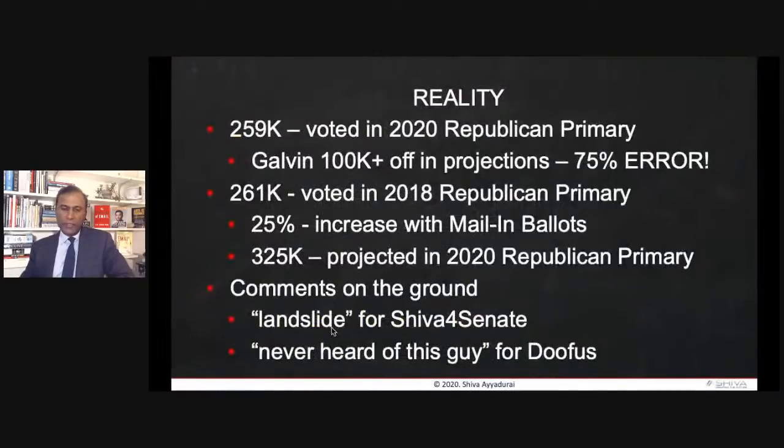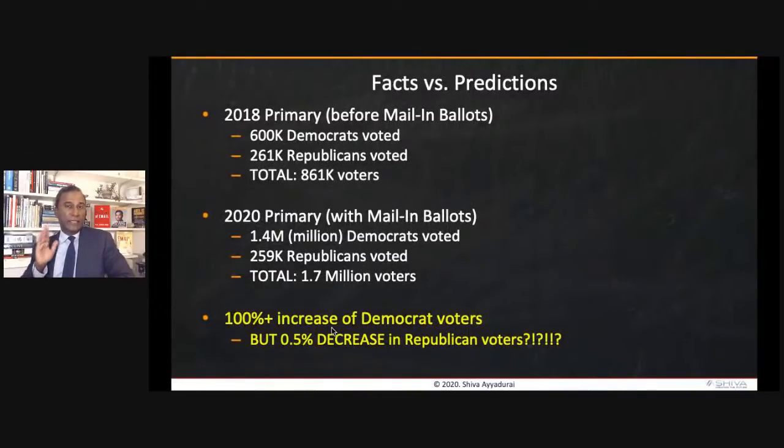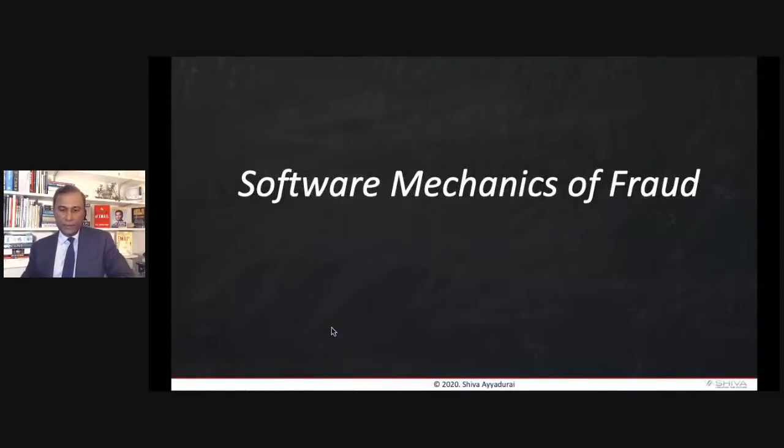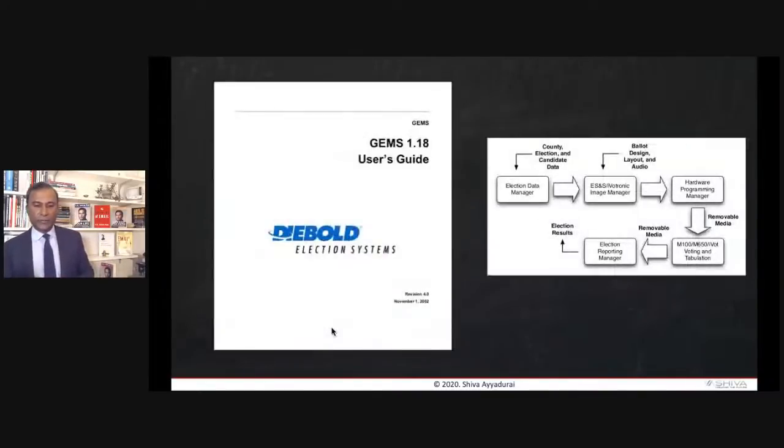So you have the Secretary of State basically signaling the establishment, votes are going to be down. Votes are going to be down. He was signaling, sending signals to whoever. And the reality is, this doesn't make any sense. So how did they do it? Let's talk about the software mechanics of fraud. How do they do it?